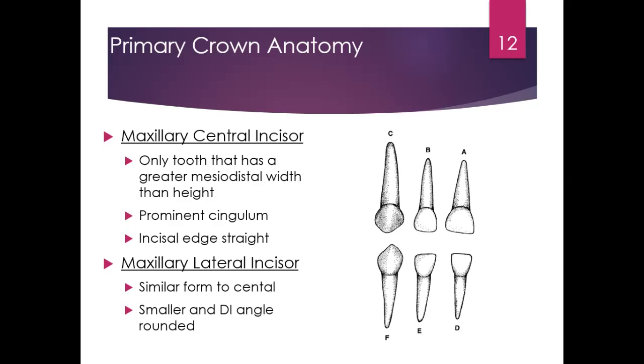Okay, so with the maxillary teeth, central and lateral. The central is the only tooth that has a greater mesial-distal width than height. It has a prominent cingulum, and the incisal edge is straight. With the laterals, it's a similar form as well. Compared with the central, they're a little smaller and a little more round on the distal aspect.